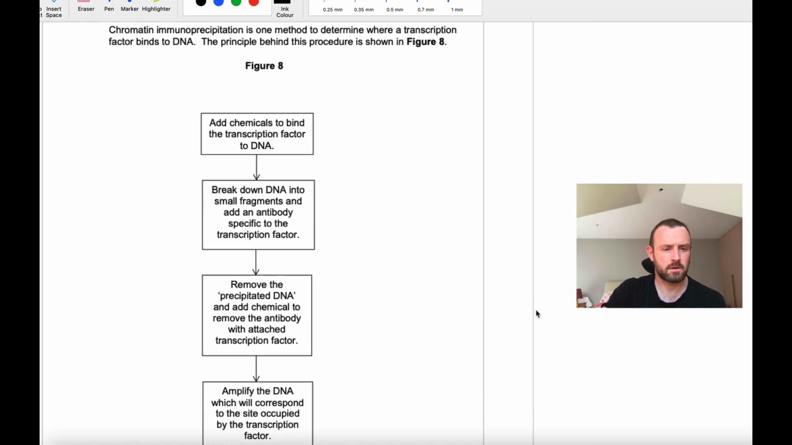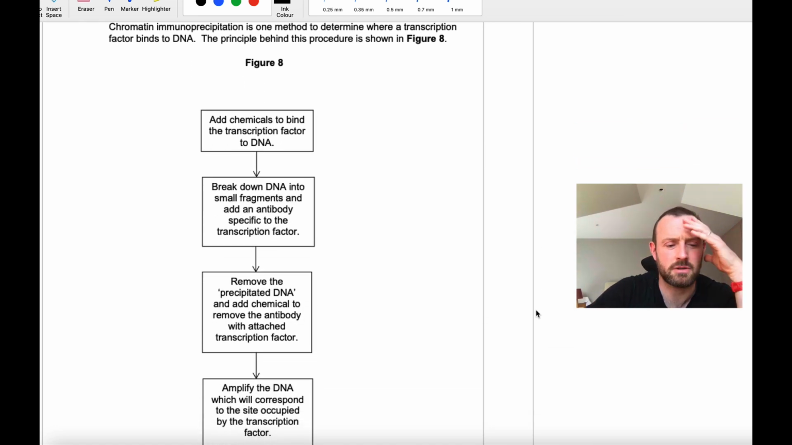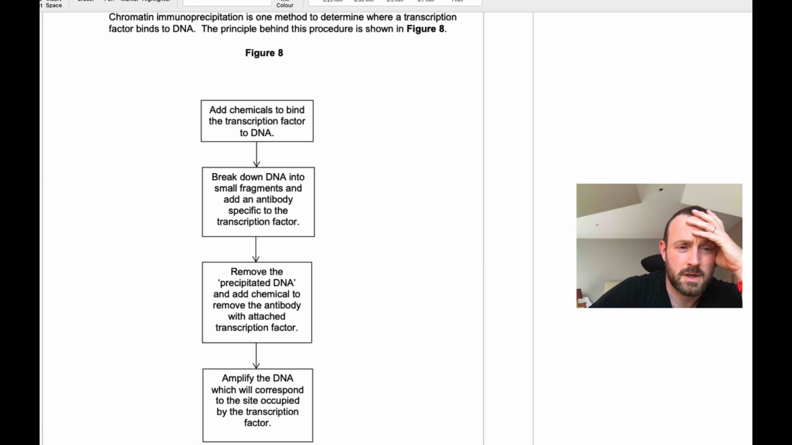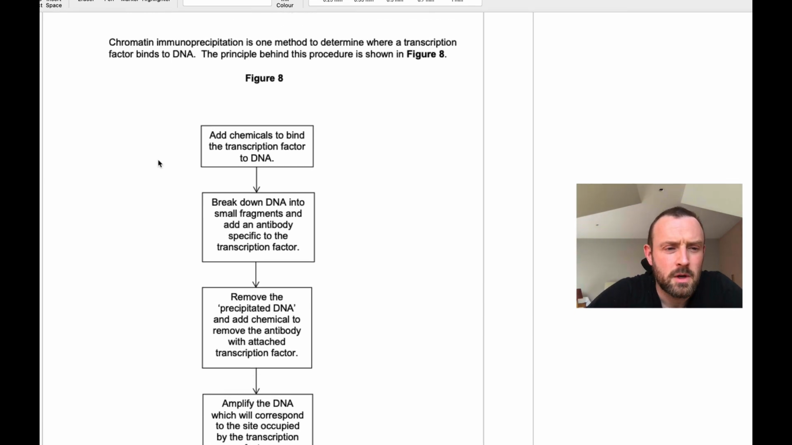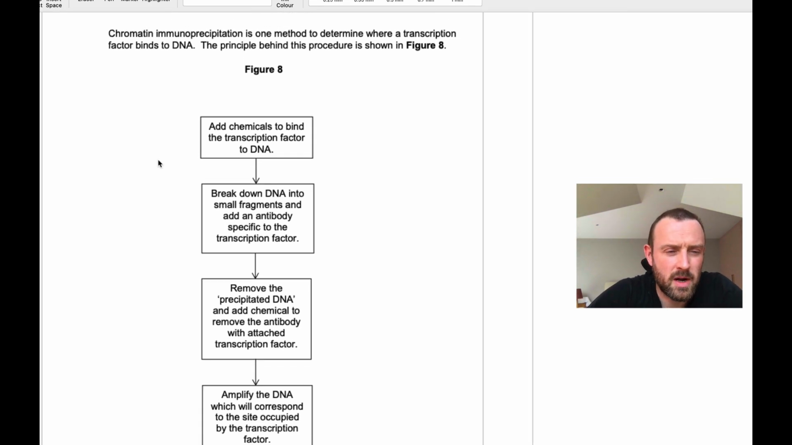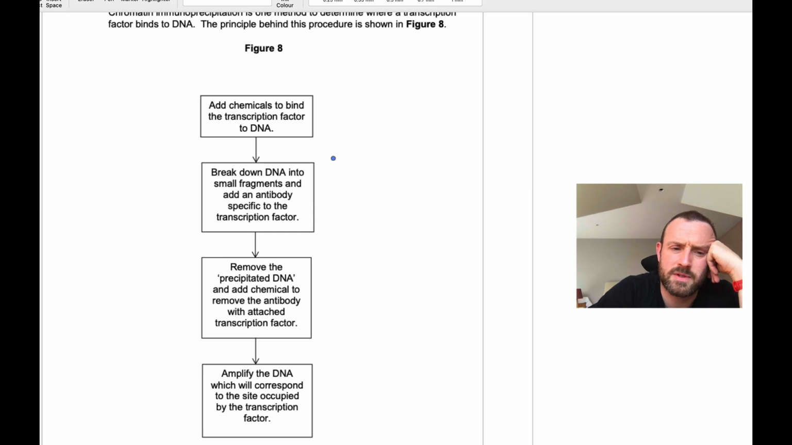Okay. Chromatin immunoprecipitation is one method to determine where a transcription factor binds to DNA. Okay, here is the principle. Add chemicals to bind the transcription factor to DNA. Break down DNA into small fragments and add an antibody specific to the transcription factor. Remove the precipitated DNA.